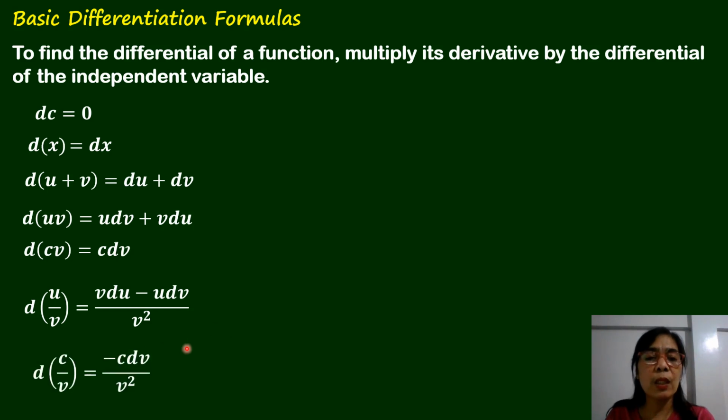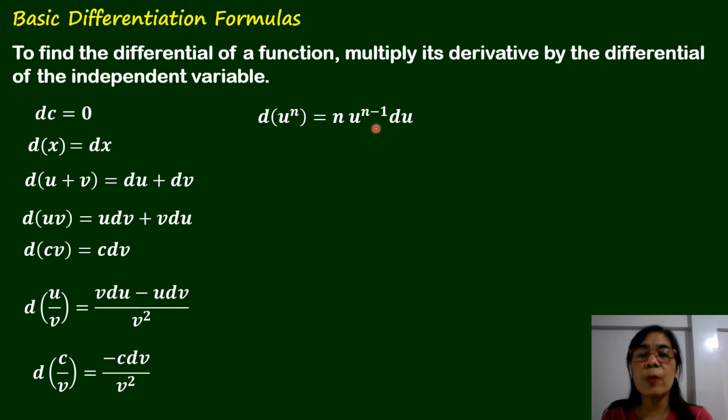Or if you are taking the differential of a quotient with a constant numerator, that will be equal to the negative of the constant numerator times the differential of the denominator all over the square of the denominator. In the power formula, the differential of a power is equal to the exponent times the base raised to the exponent minus 1 times the differential of the base.